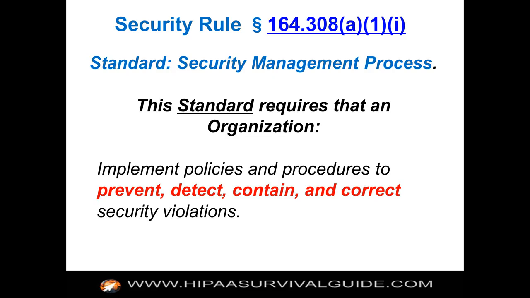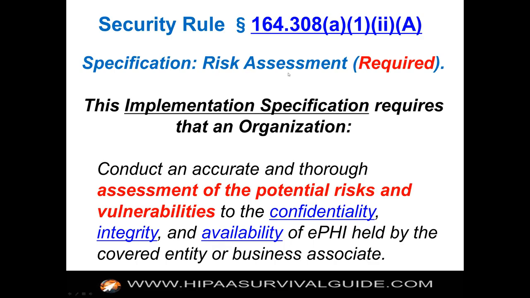Now, in the security rule there are standards like this, and then there are implementation specifications underneath the standard. Some of those implementation specifications are addressable. Some of them are required. If my memory serves me correctly, and you can click on the slides and go out to the HIPAA Survival Guide to see the full text, I am almost 100% certain that every implementation specification for the security management standard, the first one under the administrative safeguards, is required. But for sure, the risk assessment, which is the first one, is absolutely required. That's the one we're talking about today.